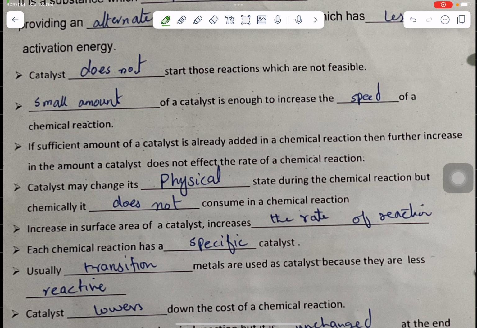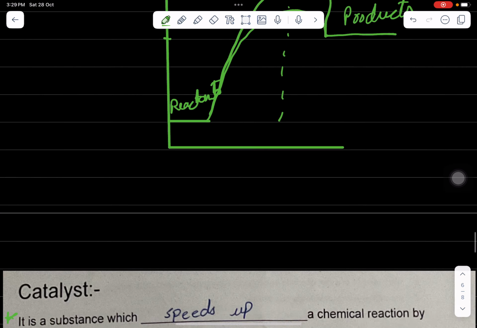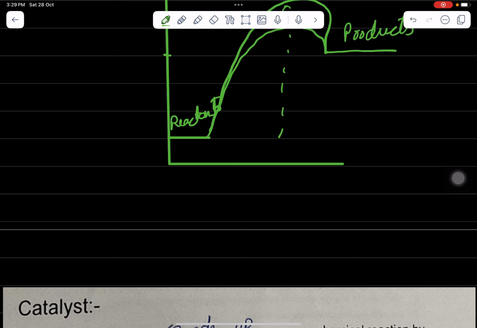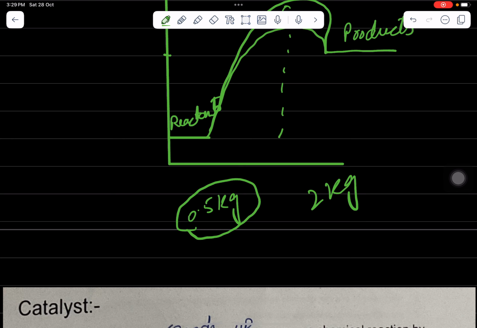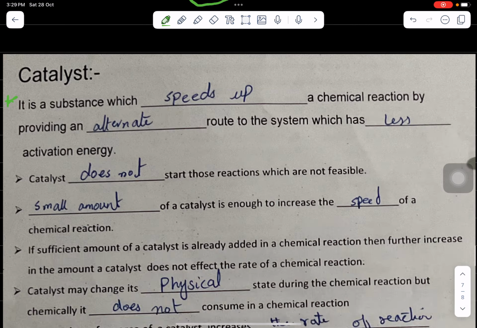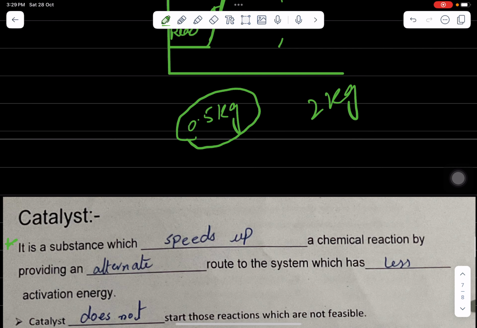A small amount of catalyst is enough to increase the speed of a chemical reaction. It means that if you add 2 kg or 3 kg, it does not affect that. If you use 0.5 kg or something like that, it will be sufficient to work in that chemical reaction. And it's not a good thing to put in 2 kg of catalyst, because catalyst is not cheap, it's very expensive.